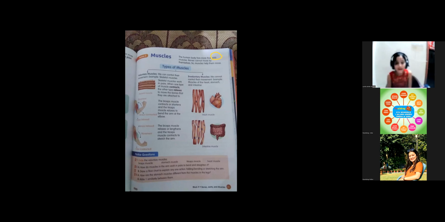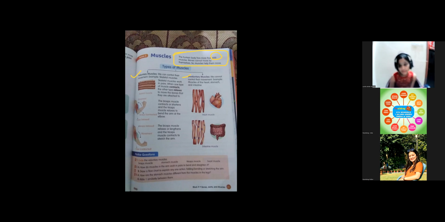Ma'am, if in the exam the question comes, what are muscles, then I will write muscles help bones to move. Yes, you can write that. In muscles, you can mention all these three lines. If it is asked what are muscles and what are the types of muscles, you can write that the human body has more than 600 muscles and bones cannot move by themselves, so muscles help them to move.